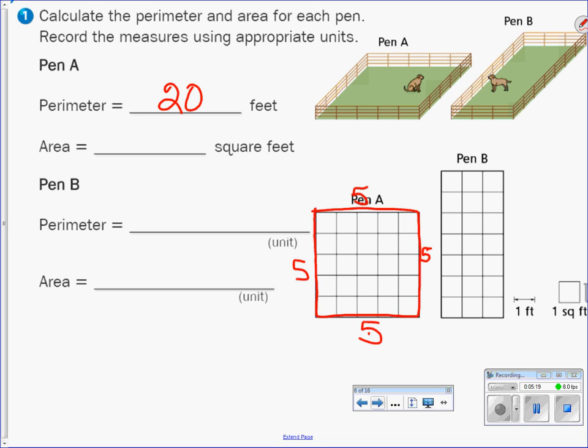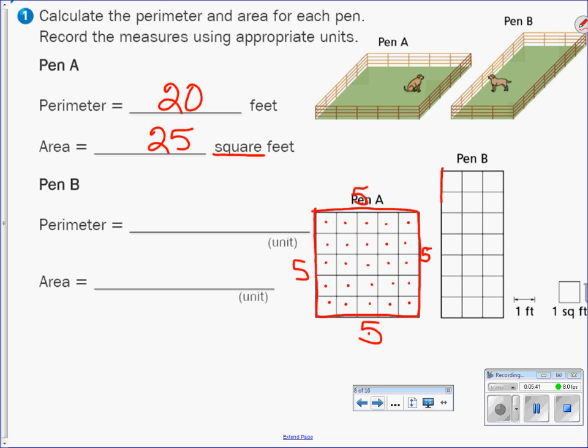Now, for my area, remember, all I'm doing is I'm going to count everything that's on the inside, because the inside is my area, and that gives me 25. And remember, we square the area, so it's 25 square feet. Okay, let's look at pin B.